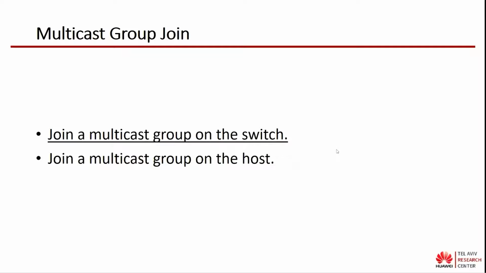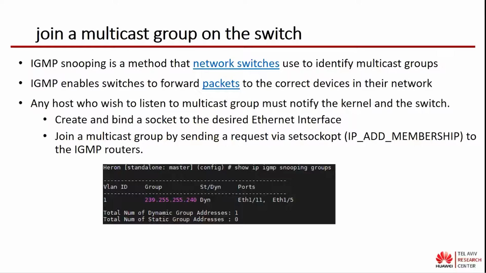So I'm going to talk about how to join a multicast group. There are two parts. One in the switch, we need to notify the switch about the listeners. So we need to send a request with the IP add membership to IGMP routers, which will enable the switches to forward packets to the correct devices in the network.